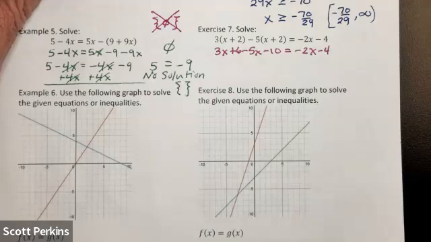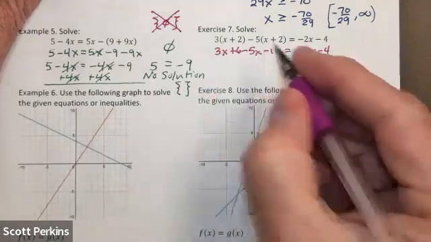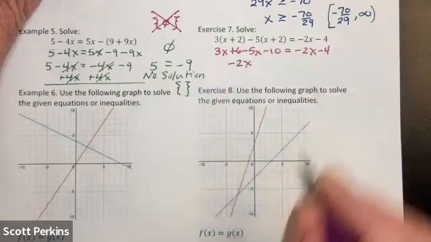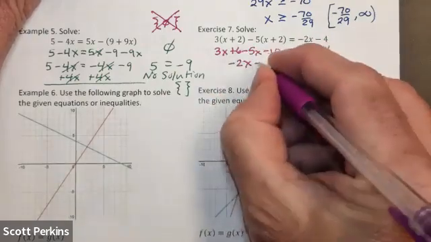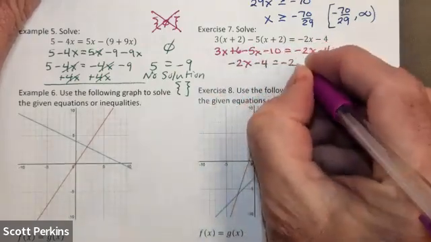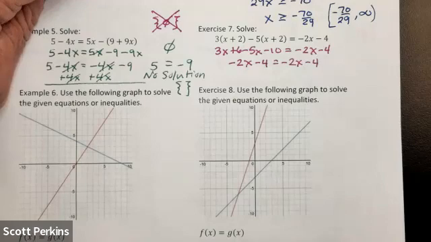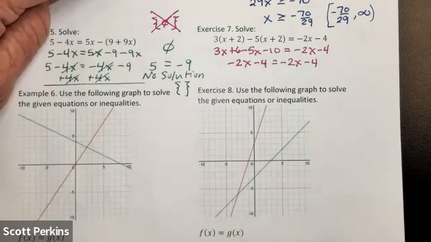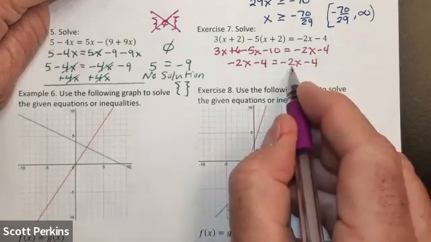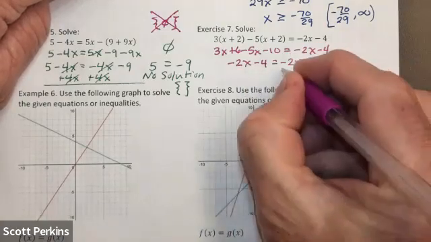When I click those like terms on the left, the 3x minus 5x, that's negative 2x. The 6 minus 10 is negative 4. At this point, if you're still awake, you could see what's going on here, but I'm going to take one more step. I'm going to get all my x's on the same side. I'm going to take this negative 2x and add it to both sides.